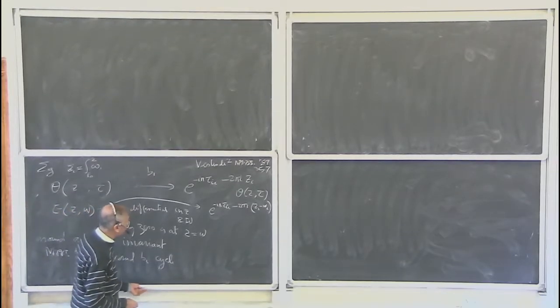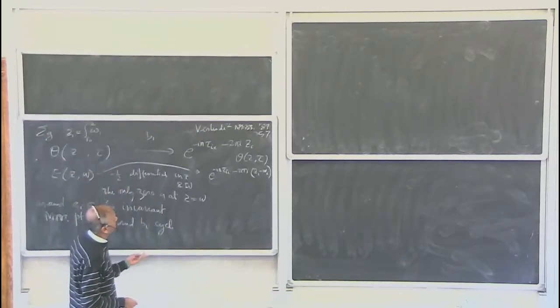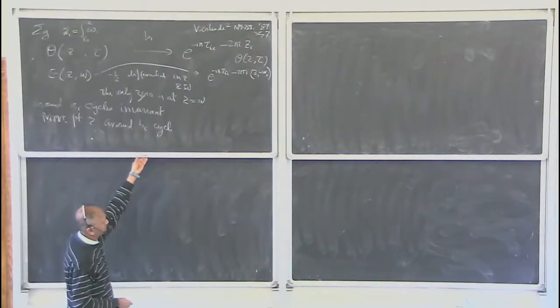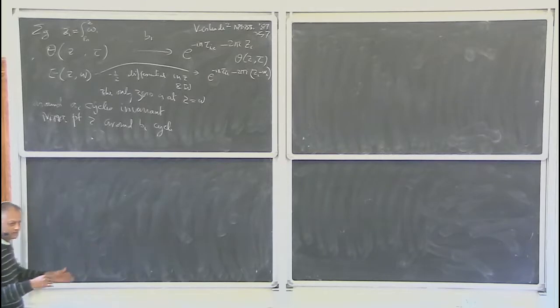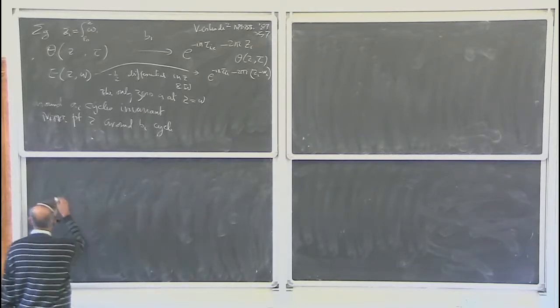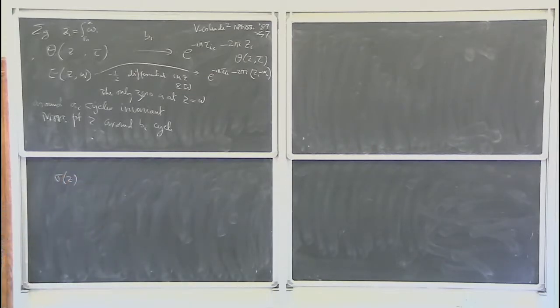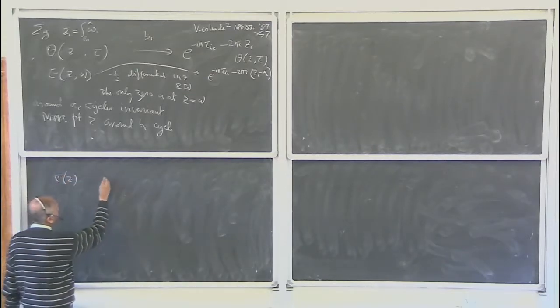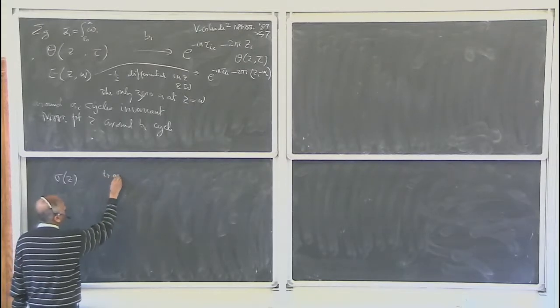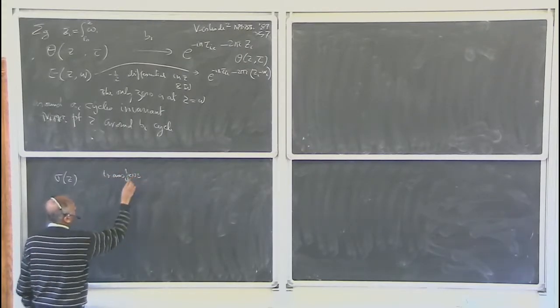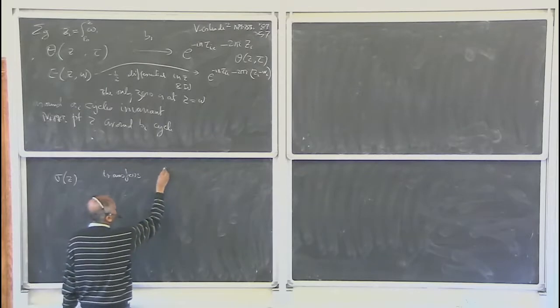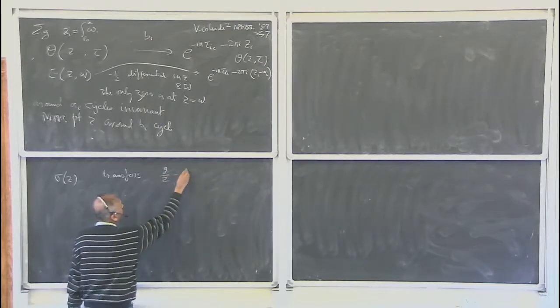Now we'll need one more object, which is not very crucial because at the end they all cancel out. Nevertheless, at the intermediate step, there is a particular object which is denoted by sigma(z). This has a property that it transforms under the coordinate transformation as a g by 2 differential.